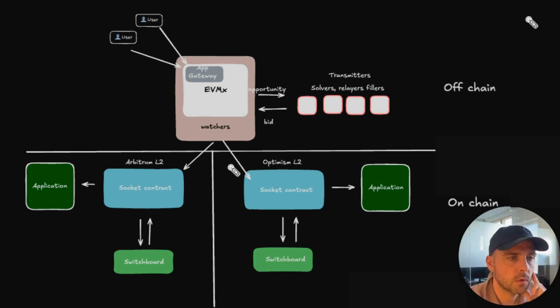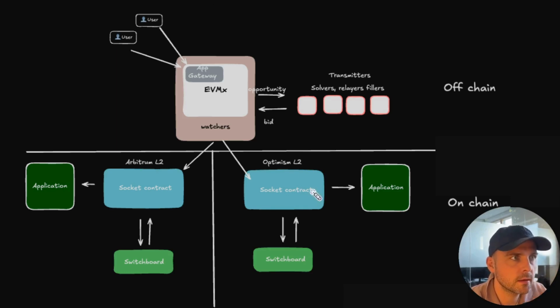Trust really is a spectrum, and it's up to applications to decide what kind of trust assumptions they want their users to bear. Okay, so now that we've covered the off-chain components, let's move on to the on-chain components. At its core is the socket contract, which is deployed on every chain. Here on the left side, we have Arbitrum, and on the right side, we have Optimism for illustration purposes.